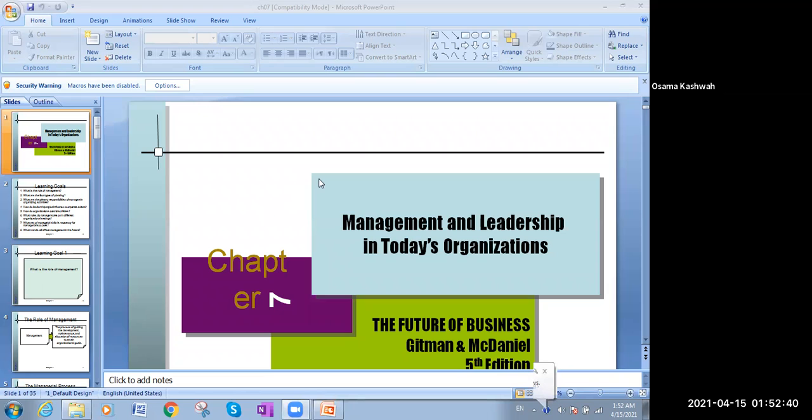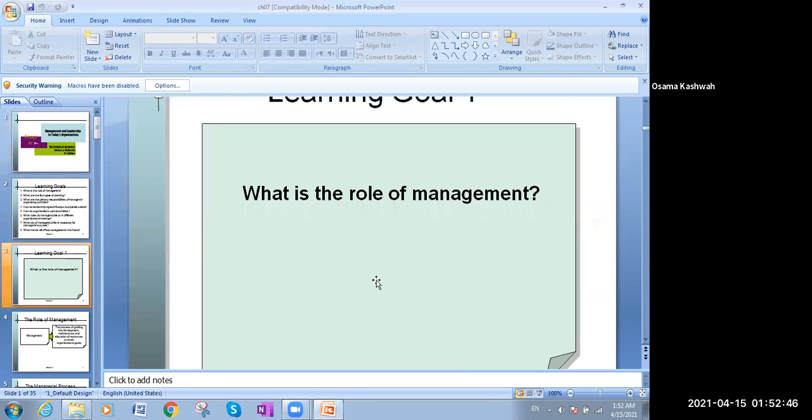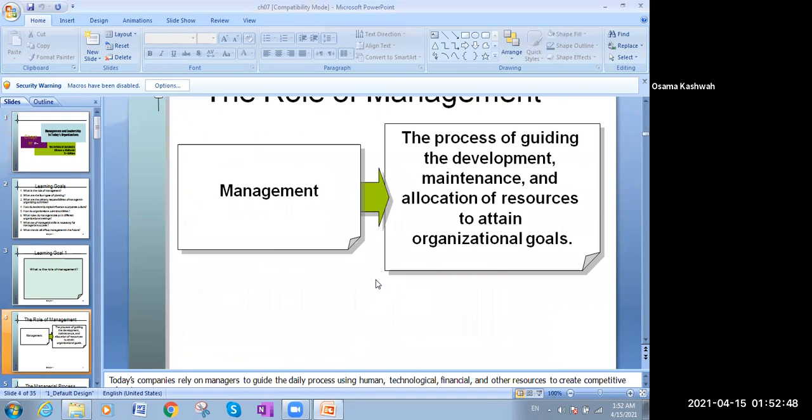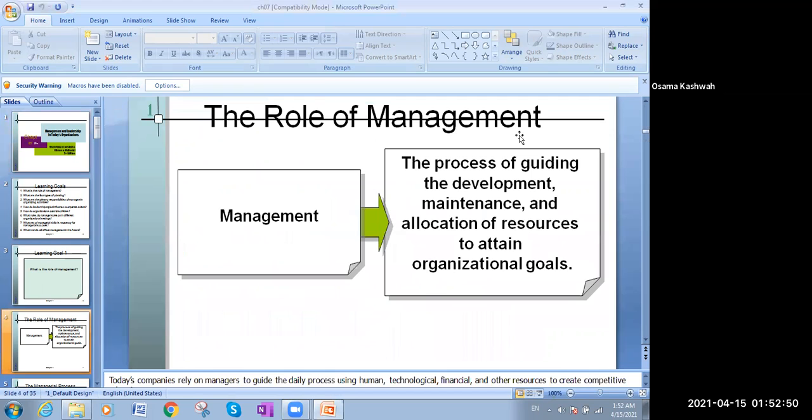Actually, we're still working on small business and its types, the future of small business, and we're looking at page number 4: the role of management for a small business.